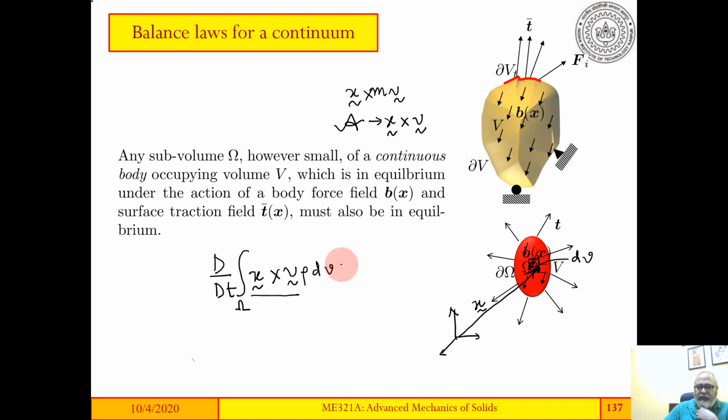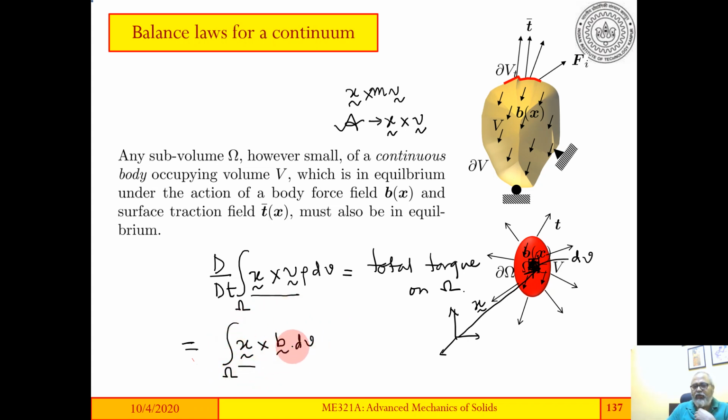d/dt of that has to be equal to the total torque on omega. Total torque on omega would be equal to, first, the torque due to the body forces, so x cross b dV. b dV is the total body force on this small volume. The moment of that about the origin, integrated over the whole volume, gives you the total torque due to the body forces over the whole volume.